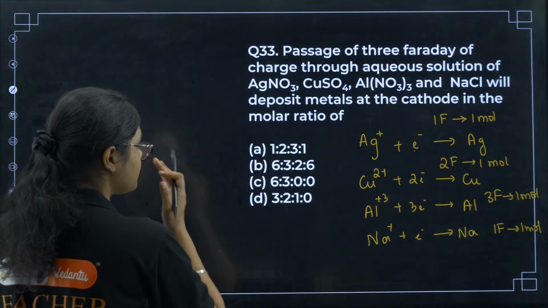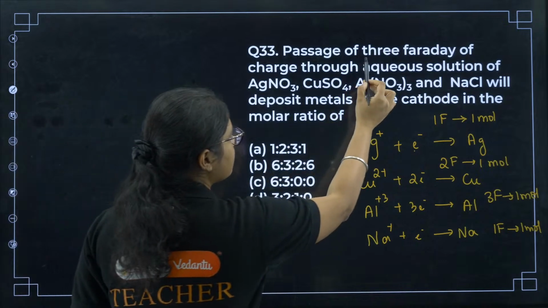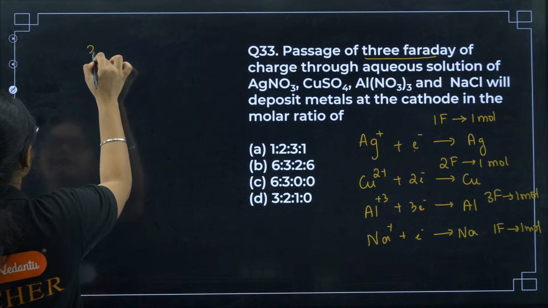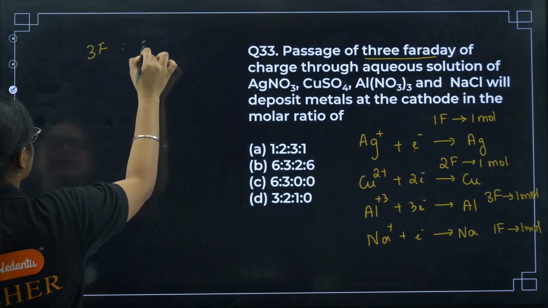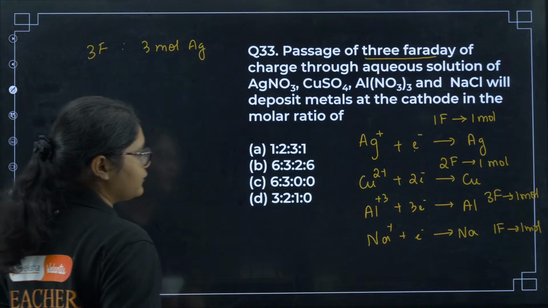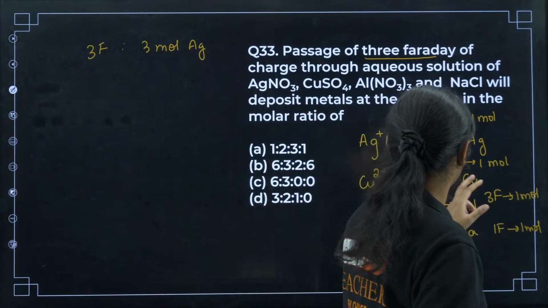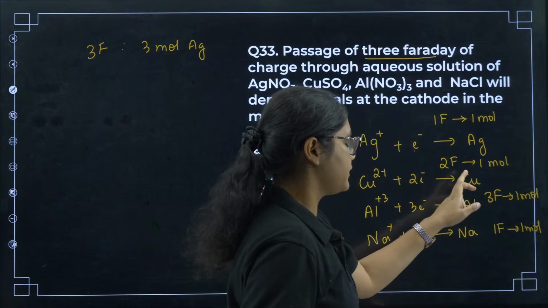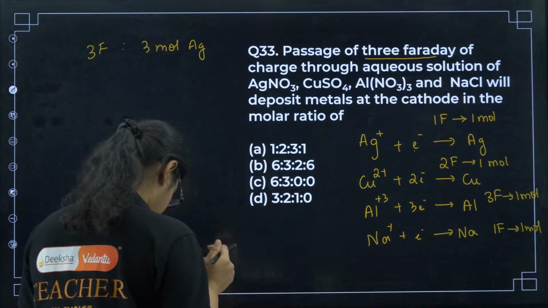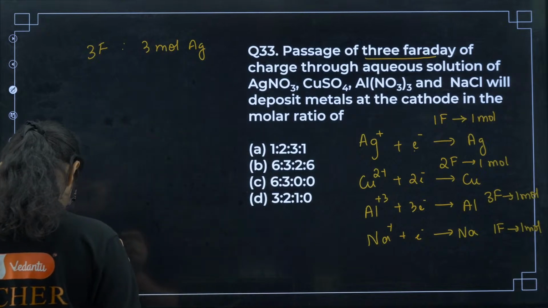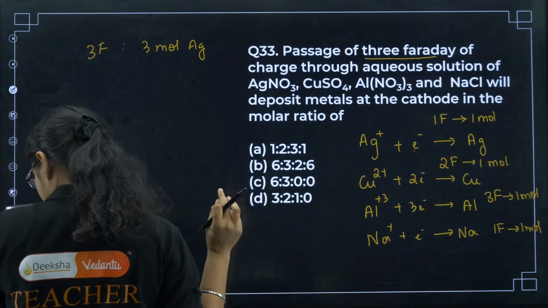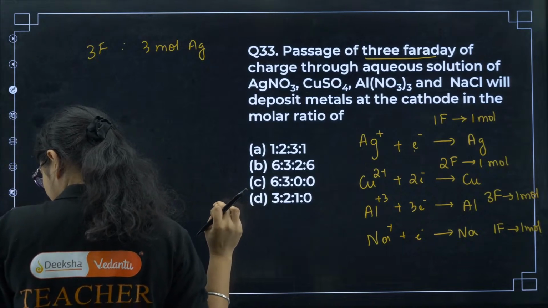So now you see that you are giving 3 Faraday, right? Total you are passing 3 Faraday. So here 1 Faraday, 1 mole. So by 3 Faraday I will get 3 moles of Ag. With 2 Faraday you are getting 1 mole, right? So with 3 Faraday you will get 3 by 2 mole, right? Yes, B is the correct answer. Shagufta has given the correct answer here.